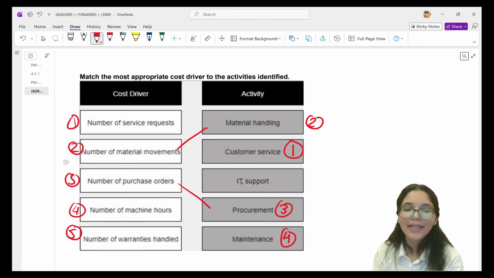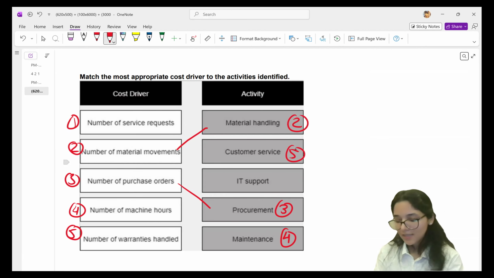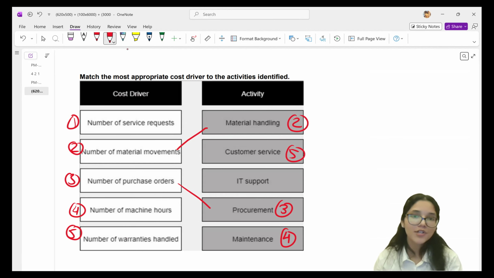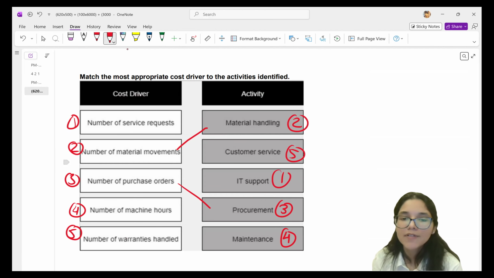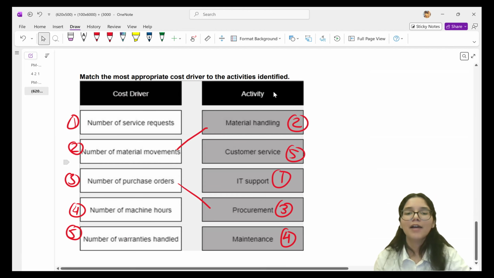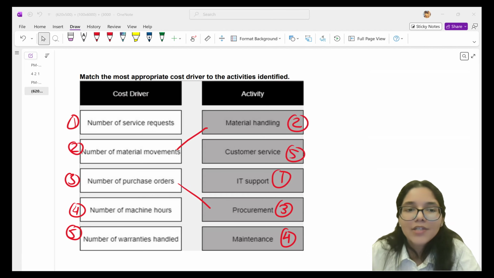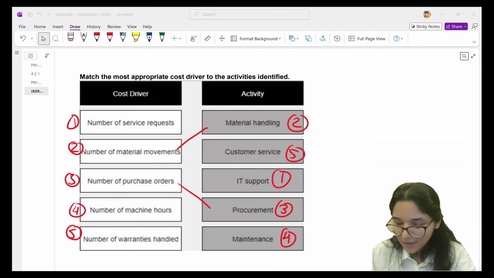And the IT support is the last one that is left. Customer service will be warranties. I'll write 2 over here for service requests, and for the warranties it will be number 5. My IT support department will provide help whenever anything goes wrong technologically at my company. So the more service requests I place, the more money I will have to spend on IT support services. This is how we are going to match for the 5 different options.